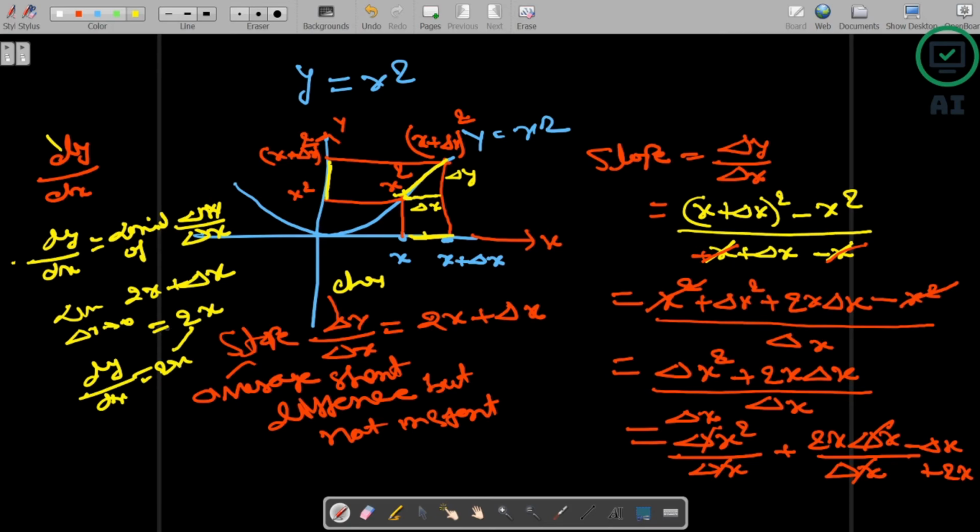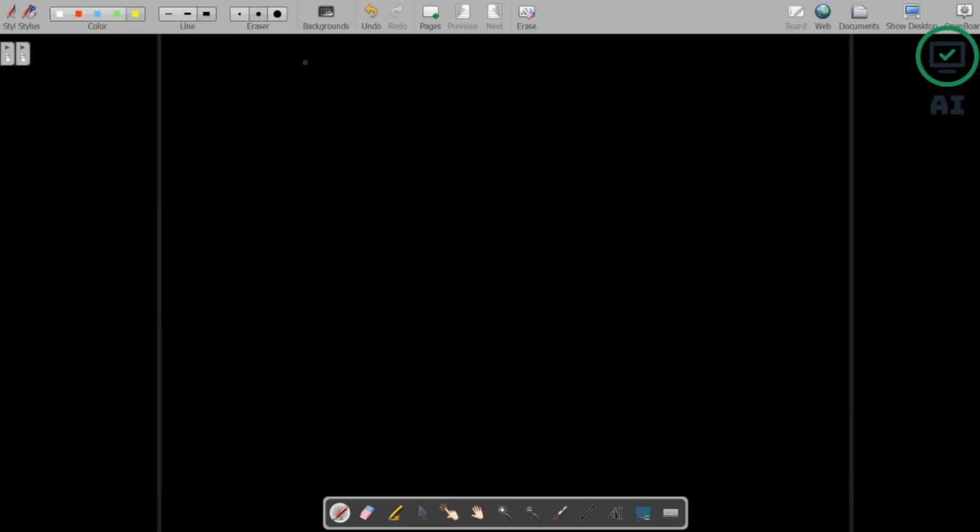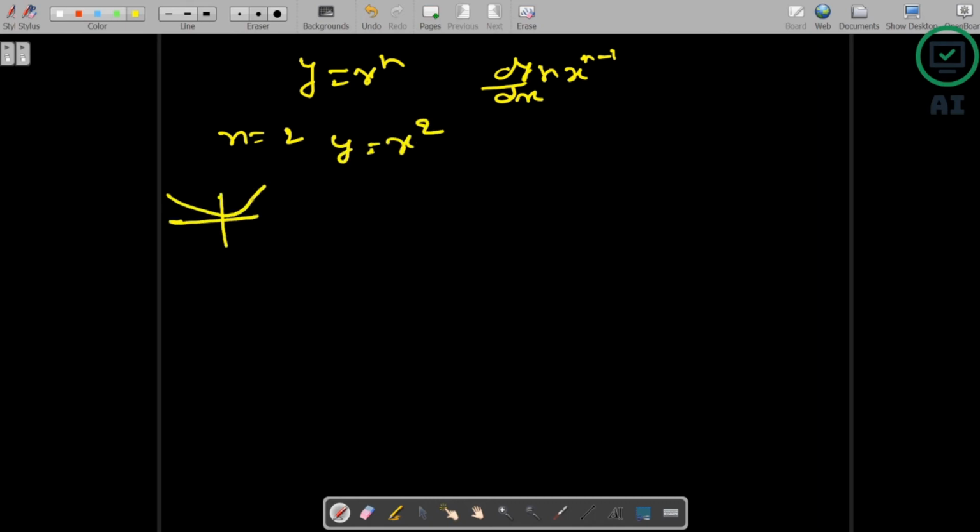Now we have to establish a connection between the slope, which is 2x, and the function x^n. Let's see this part. We got y equal to x^n. For this we have n x^(n-1), which is dy by dx, which is nothing but the slope. When we put n equal to 2, we had the function x squared, and now we find dy by dx is 2x.